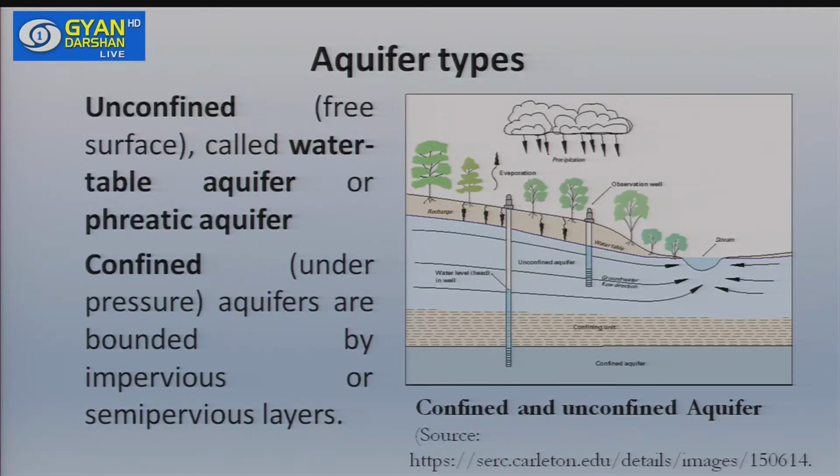So what are the different aquifer types? One is called unconfined, and second is called confined. What is the difference between the two? In the case of unconfined, the upper limit of the water body does not have an impervious layer. Confined means both the top and bottom of the flowing groundwater have an impervious layer. The confined one is bounded by an impervious or semi-impervious layer, whereas the unconfined one has an impervious layer only at the bottom, and is called a water table aquifer or phreatic aquifer.